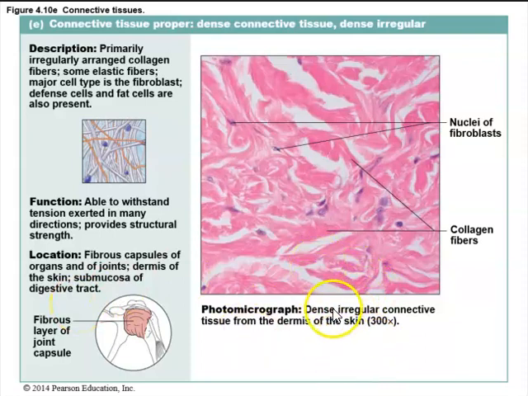So here we see an example of dense irregular connective tissue from the dermis of the skin, which is that layer underneath the epidermis. And we'll see this again when we get into the slides showing the different layers of the skin.